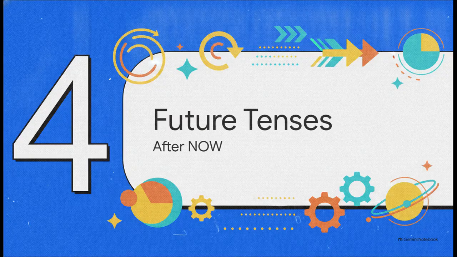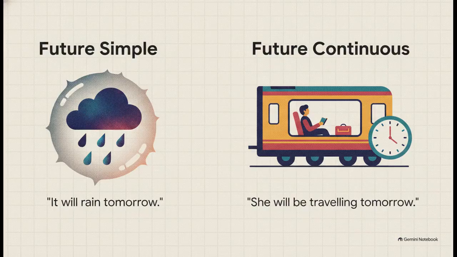Let's push forward to section 4, predicting future tenses. Everything after now. The difference between the future simple and the future continuous is actually super visual. The future simple, which is just will plus the base verb, is basically just stating a fact, making a prediction, or deciding something on the spot. It will rain tomorrow. But with the future continuous, you really want the listener to picture you right in the middle of doing something at a specific time in the future.